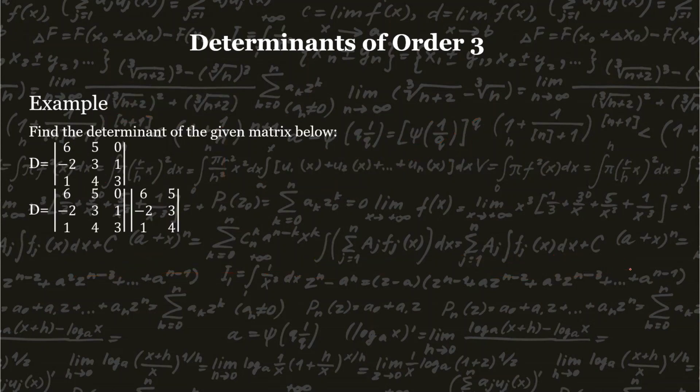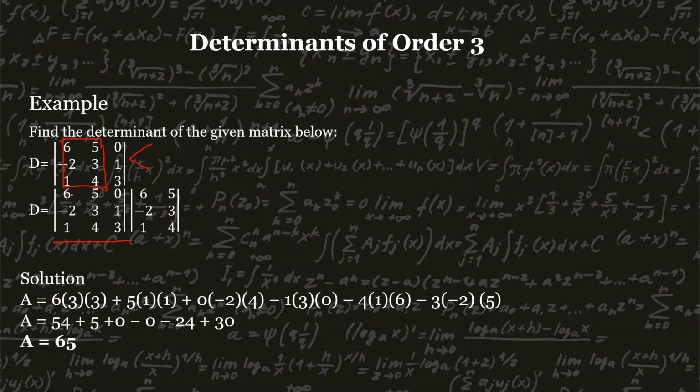Let's have an example. Find the determinant of the given matrix below. So for the first step, let's get the first two columns and append them to the original one. So the first two columns will be 6, 5, negative 2, 3, and 1, 4, which are appended to the original matrix. To acquire the determinant, we can then follow our diagonal pattern.